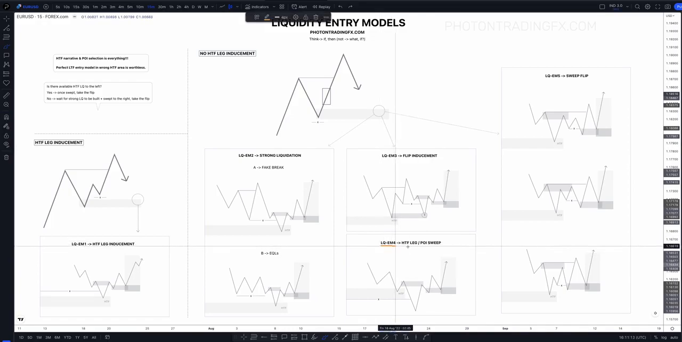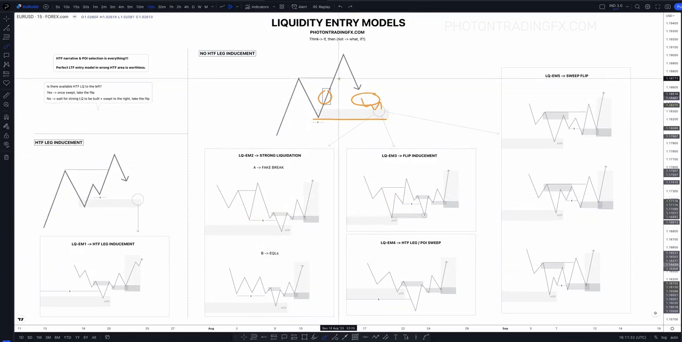Sweet. This one, higher time frame leg POI sweep. Couldn't think of a better name, so this is what I came up with. And this is essentially where there's no inducement to the left, nothing built to the right. So remember I was saying, if there's no inducement to the left and nothing's built to the right and you want to trade from here, what do you do? Just wait and see what happens. Wait and see if anything does get built, like you get one of these entry models here, or just wait and see if the low itself goes.